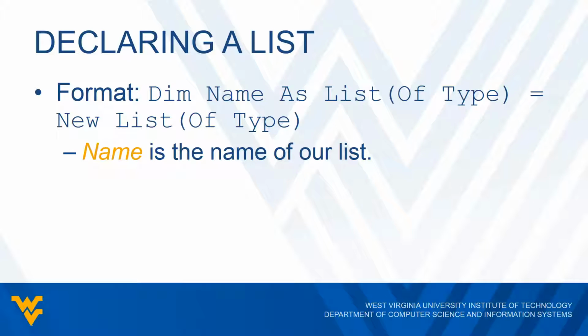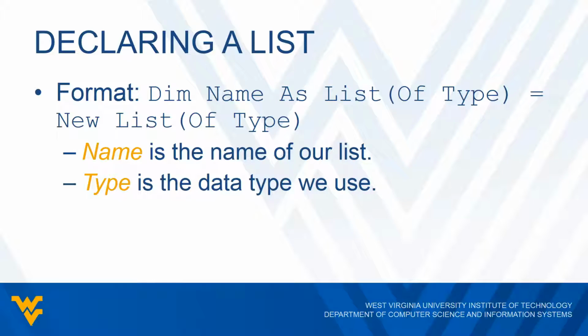So the name here is the name of our list, nothing out of the ordinary. Name is just a placeholder here. It's whatever we want to call the list. And then the type is going to be the data type that we use. So for example, if we wanted to make a list of integers, we would have in parentheses Of Integer in both places. So the big difference is that whenever we have the word List, we have to have in parentheses Of and then the desired data type for our list.